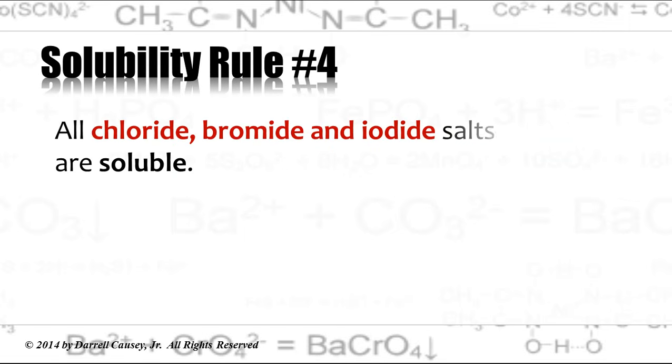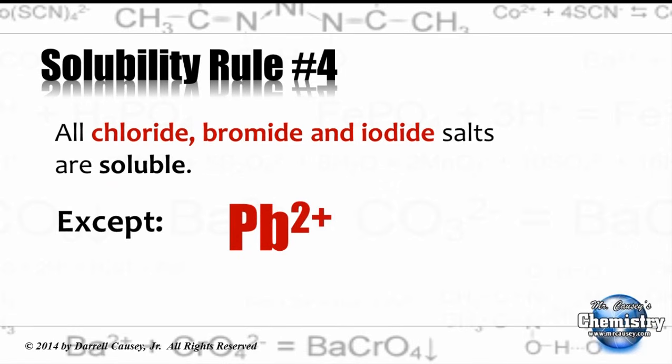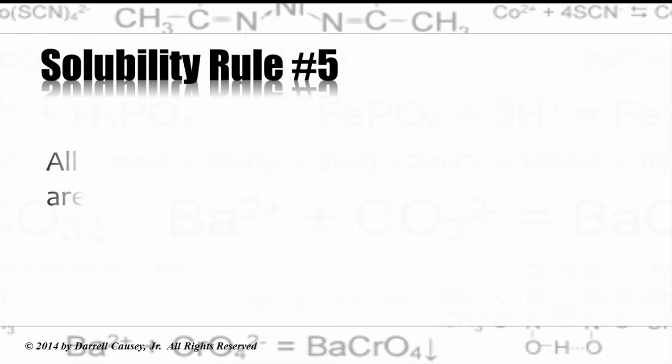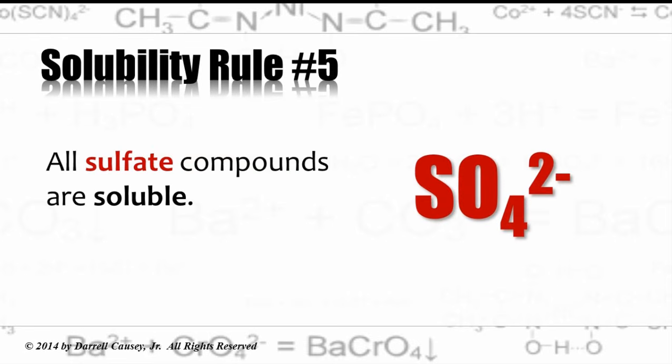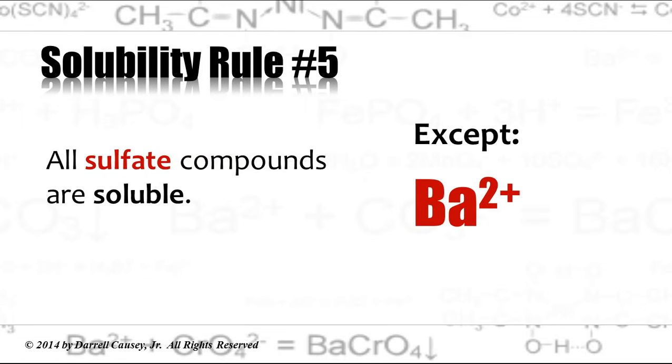Solubility rule number 4. All chloride, bromide, and iodide salts are soluble, except for silver, mercury 1, and lead 2 salts. Solubility rule number 5. All sulfate compounds are soluble, except barium, strontium, calcium, lead, mercury.